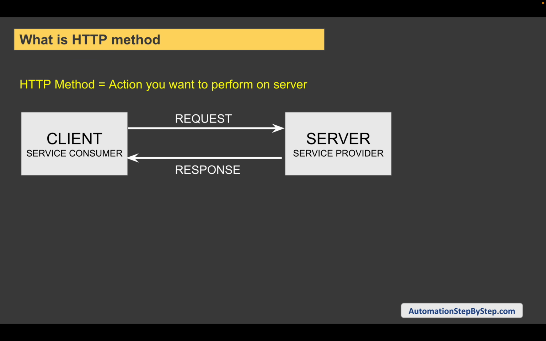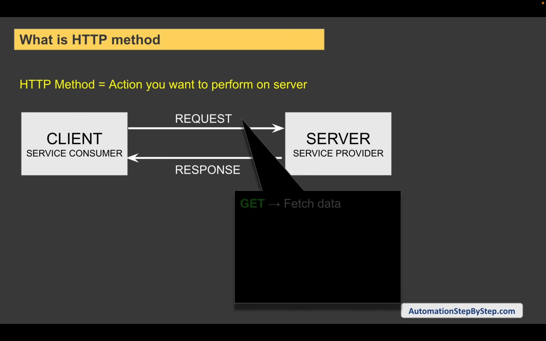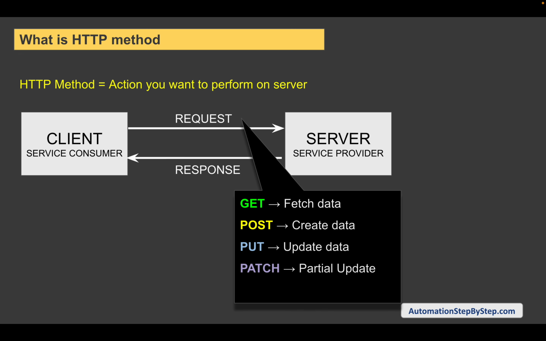Now in this request, based on what exactly the client wants to do, it can be a GET request. If he wants to read or fetch some data, he will use the GET HTTP method. In case the client wants to create some new data, it will be a POST request. For update, it will be a PUT. For a partial update of the resource, maybe a few fields in the resource, it will be a PATCH. And if he wants to remove data, he will use the DELETE HTTP method in the request.